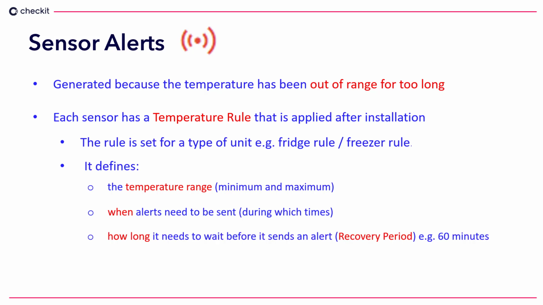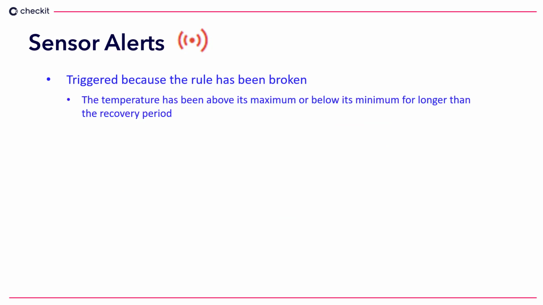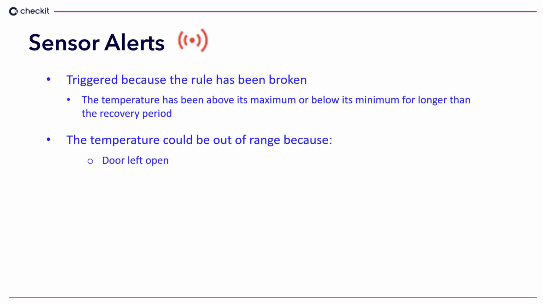This is known as its recovery period and is usually around 60 minutes. When the sensors trigger an alert, it's because the rule has been broken, and it's broken because the temperature has been above its maximum or below its minimum for longer than its recovery period. A sensor could go out of range for a number of reasons. For example, the door may have been left open or the seal could be faulty. The unit itself may be faulty or may have been unplugged.